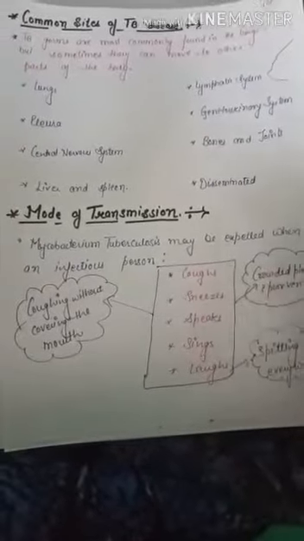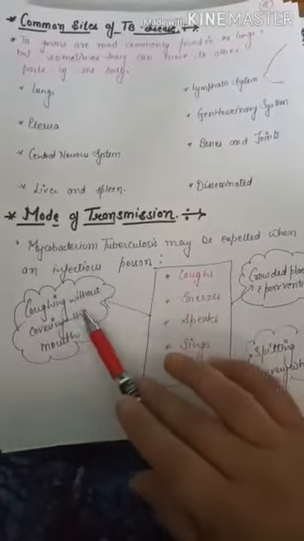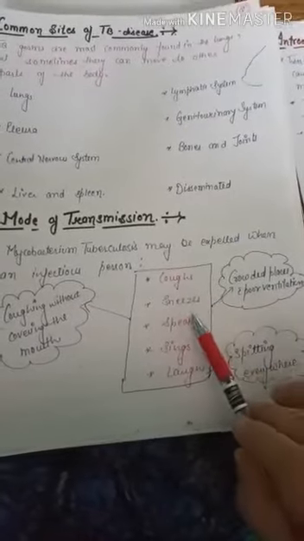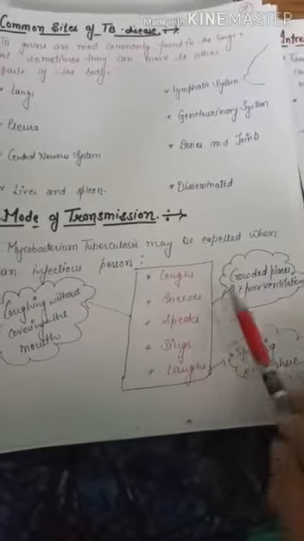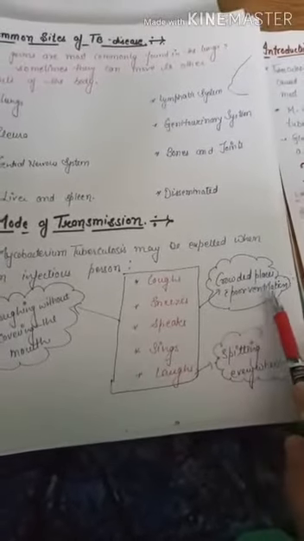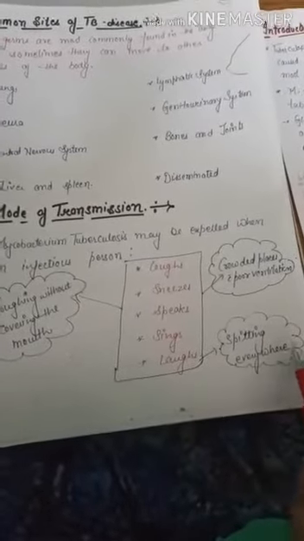And mode of transmission, you can see here, Mycobacterium tuberculosis may be expelled when an infectious person coughs without covering the mouth, and when they cough, sneeze, speak, sing and laugh in crowded places or in poorly ventilated areas, and spitting everywhere.